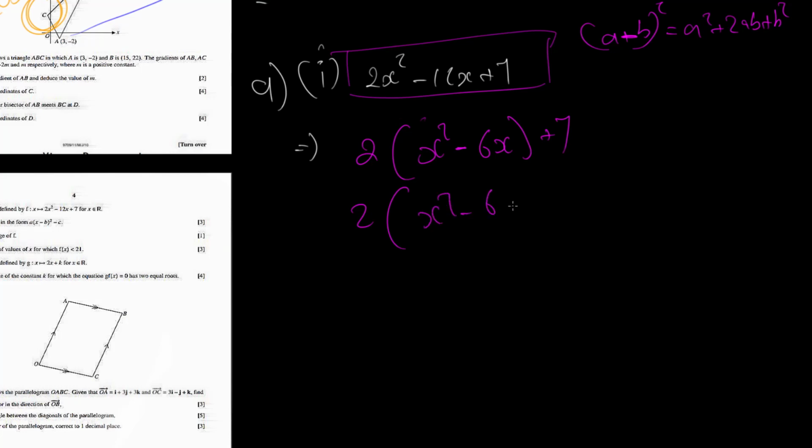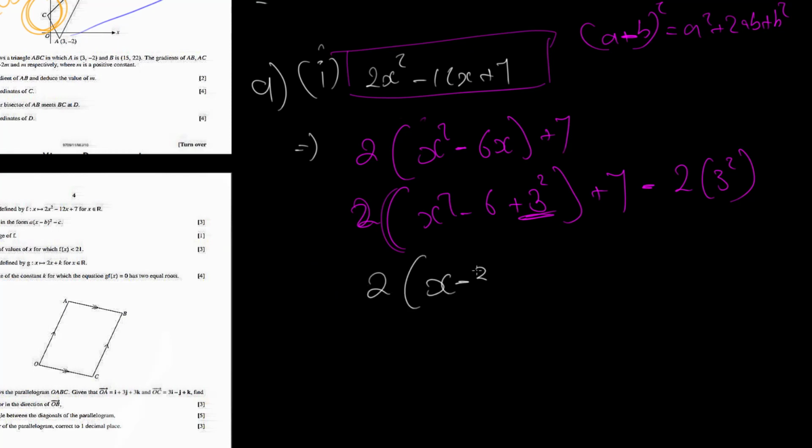We'll take our value for b, which is 6 in this case. We'll divide by 2 and then square it, which is basically 3 square plus 7. And if you're adding 2 multiplied by 3 square, you must subtract 2 multiplied by 3 square. Why am I multiplying it by 2? Because you see I have a bracket in front. So if I expand this bracket, it's technically me adding not just 3 square but also 3 square multiplied by 2. So I must subtract 3 square multiplied by 2. So that should give me 2 times (x minus 3) whole square plus 11.